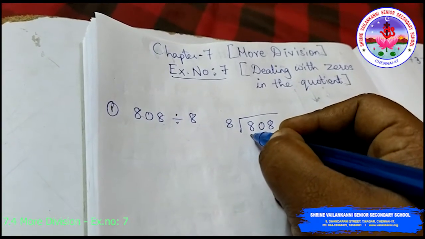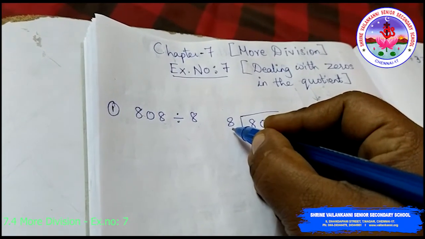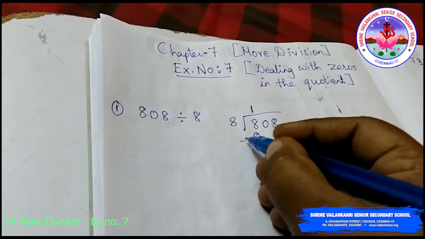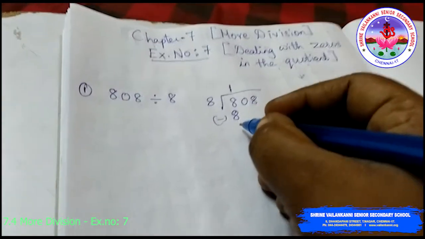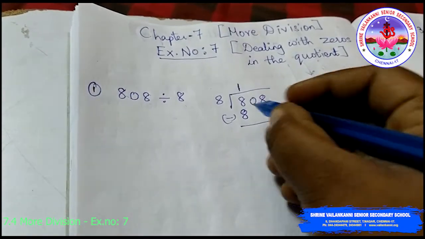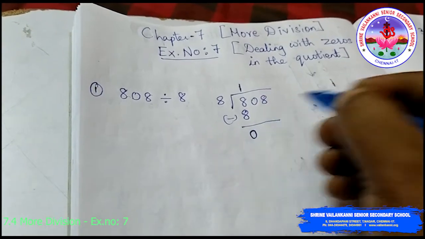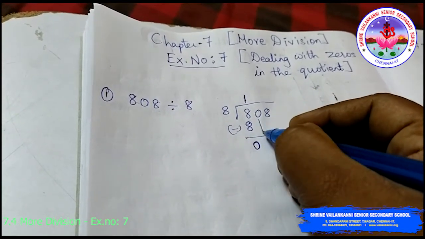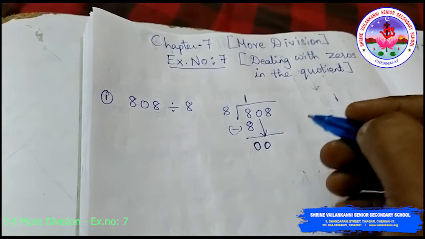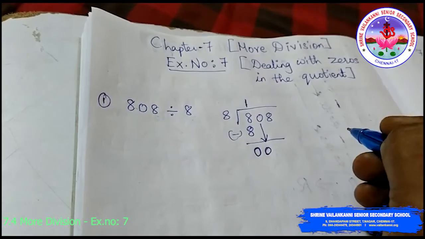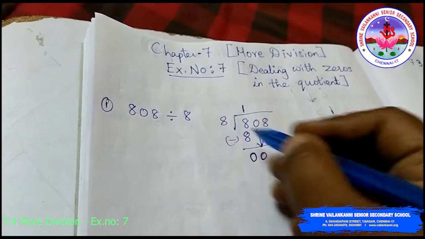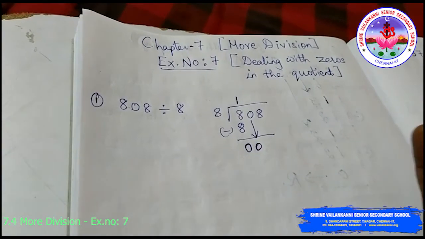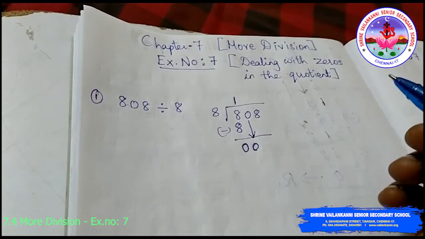So this 8, how many times will it be divisible in the 8 table? 8 ones are 8. So this has to be subtracted. 8 minus 8 gives 0. Now the next digit I have to bring down. 0 I have brought down. Now this 0 has to be divided. So how many times will 8 come in 0 in the 8 table? 0 will not come in any table, right? So this 0 cannot be divided.